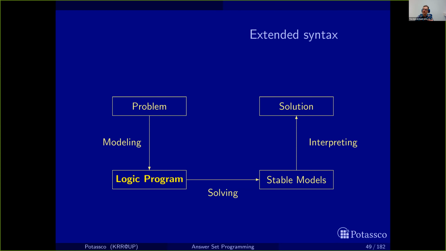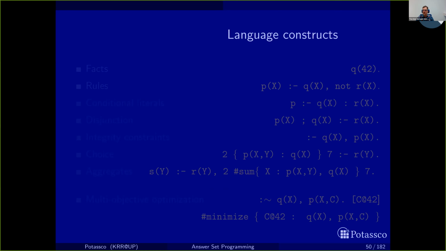Whenever you attack a problem, you come up with a representation where things are modeled as facts, and then you write an encoding on the side. Okay, let's first look at the language constructs.